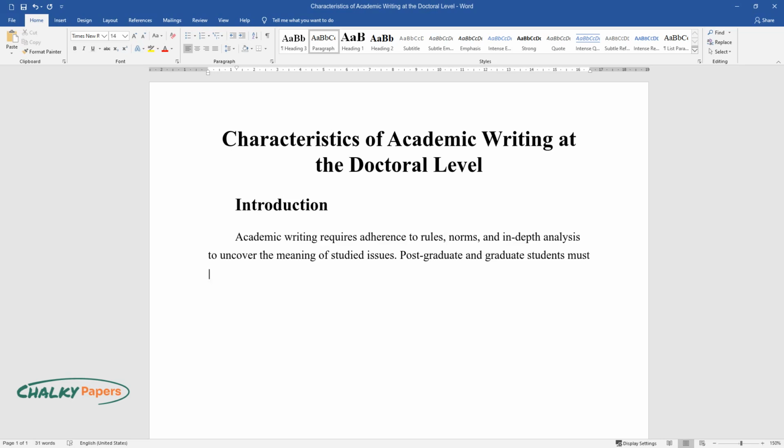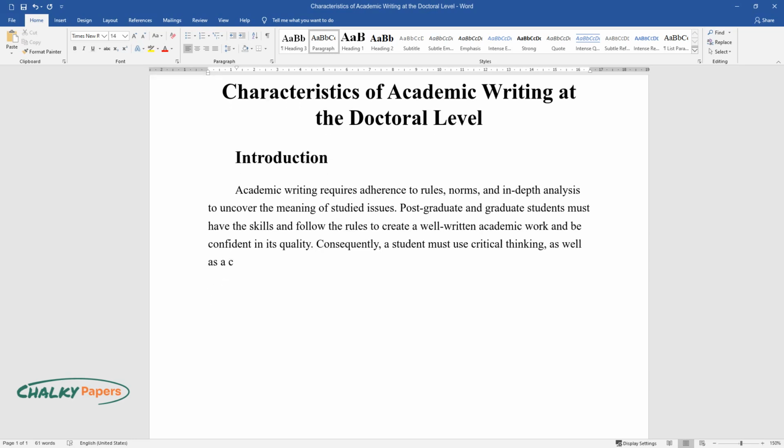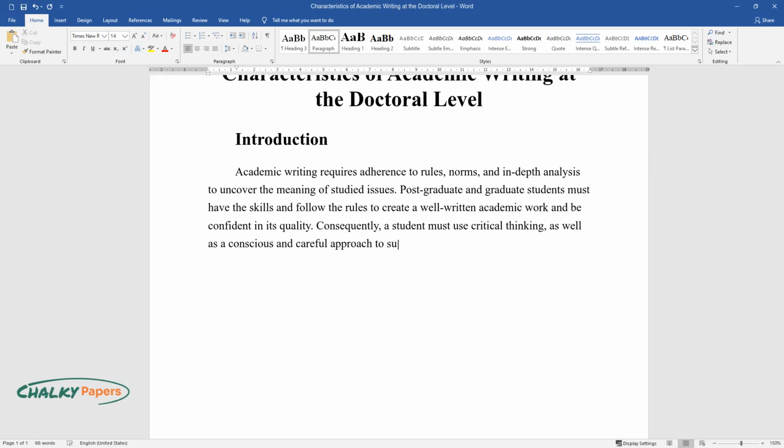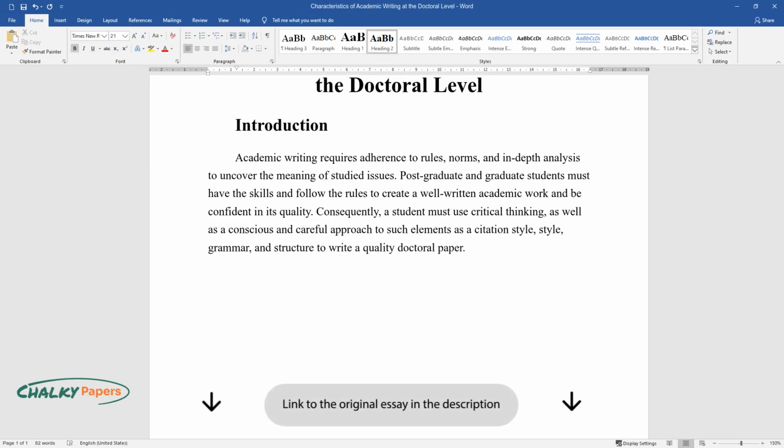Academic writing requires adherence to rules, norms, and in-depth analysis to uncover the meaning of studied issues. Postgraduate and graduate students must have the skills and follow the rules to create a well-written academic work and be confident in its quality. Consequently, a student must use critical thinking, as well as a conscious and careful approach to such elements as a citation style, grammar, and structure to write a quality doctoral paper.